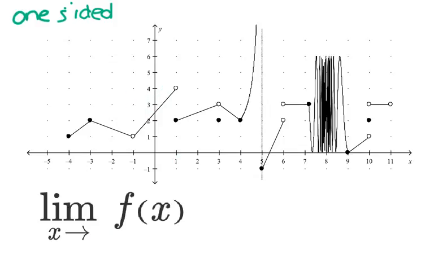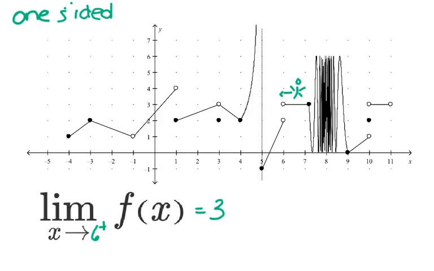How about as x approaches 6 from above? So I go over towards 6, I put my stick figure on the function a little bit further away from 6, and imagine walking towards x equals 6. What y value is there? Well, the y value is 3.